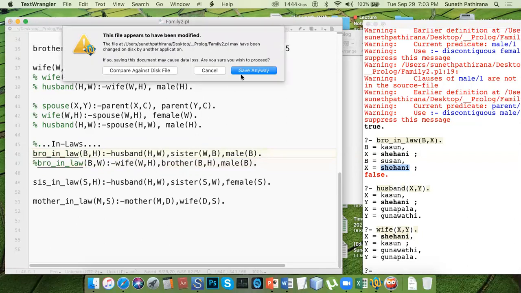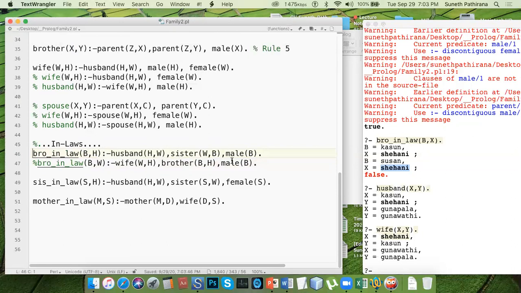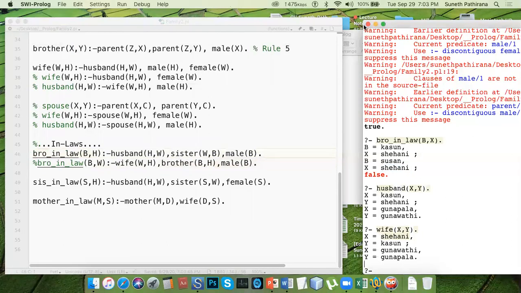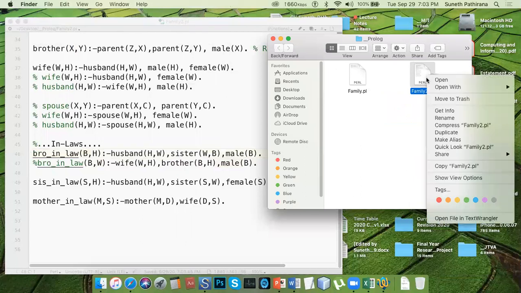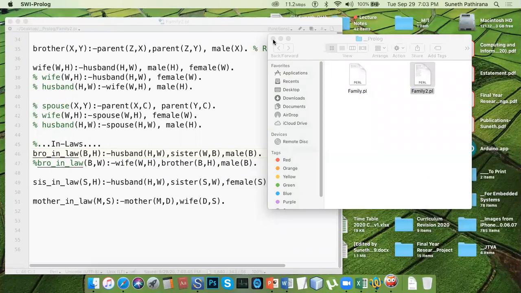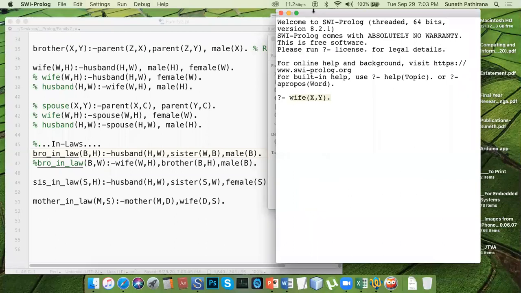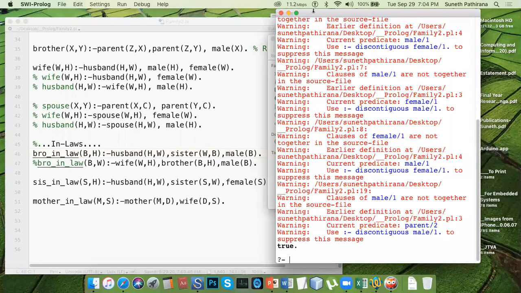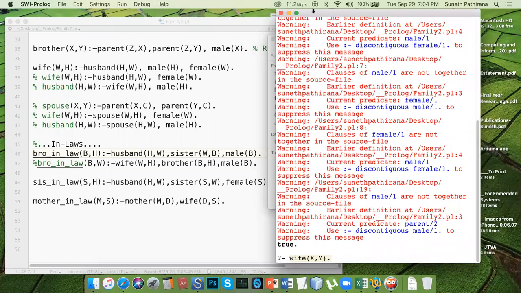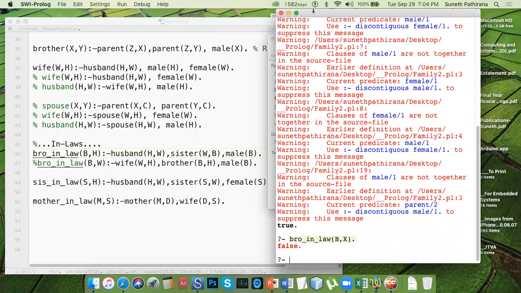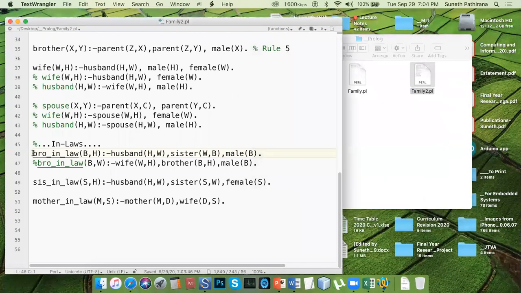So it shouldn't give us the correct answers because we have defined the brother-in-law from the husband's side. In-law false, because that means we haven't introduced any brother-in-law from the wife's side. So here we have to sort out the problem.